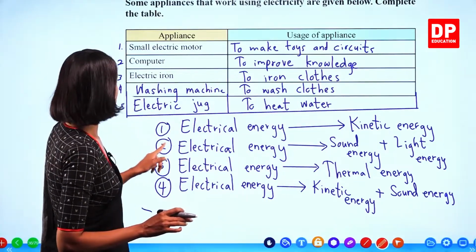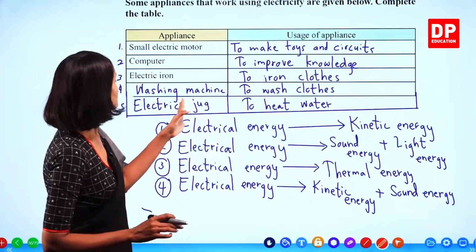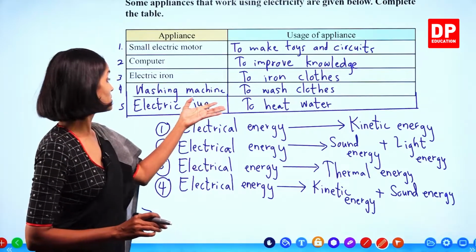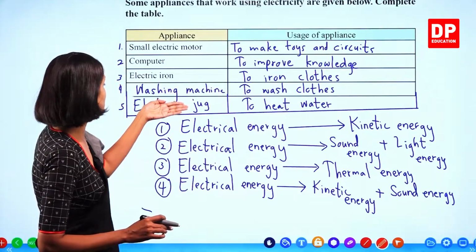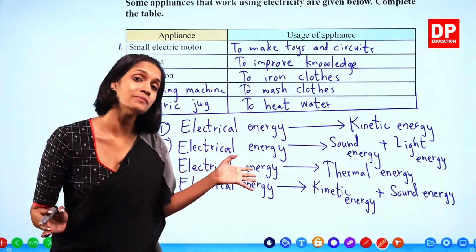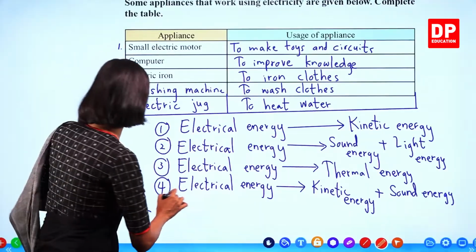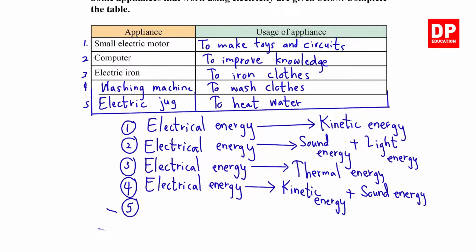Right. The last one, electric jug. There what happens? Because you have to heat water, electrical energy is converted to thermal energy or heat energy. Right. Number 5, electrical energy into thermal energy.